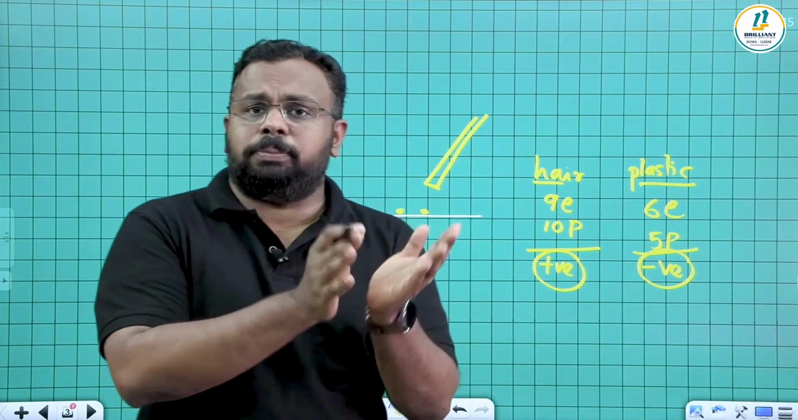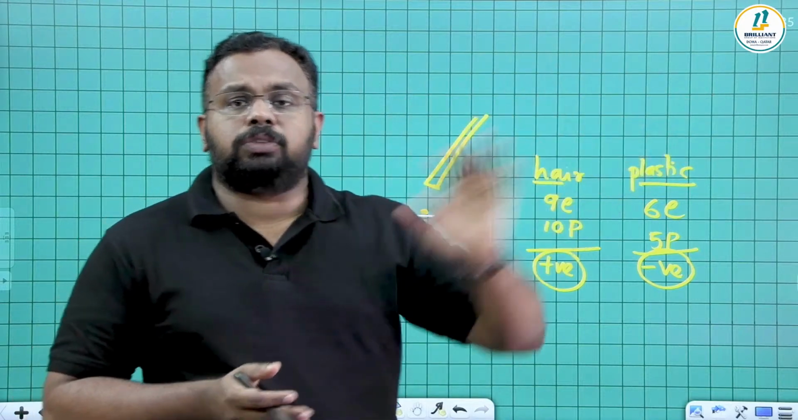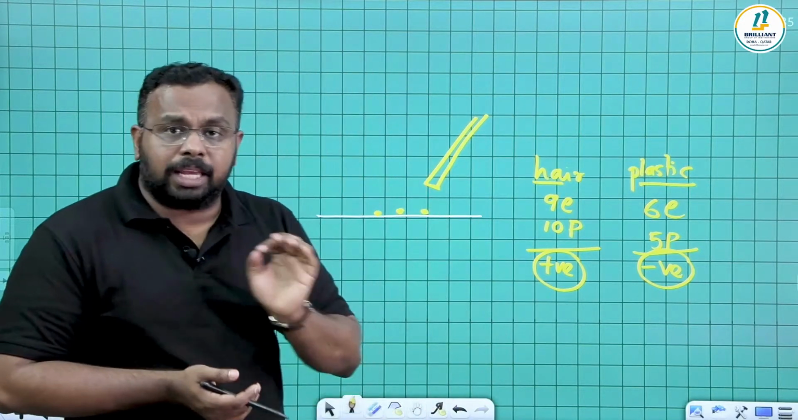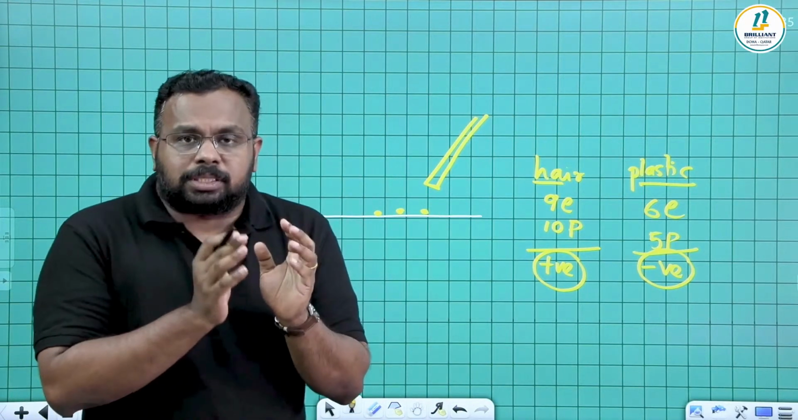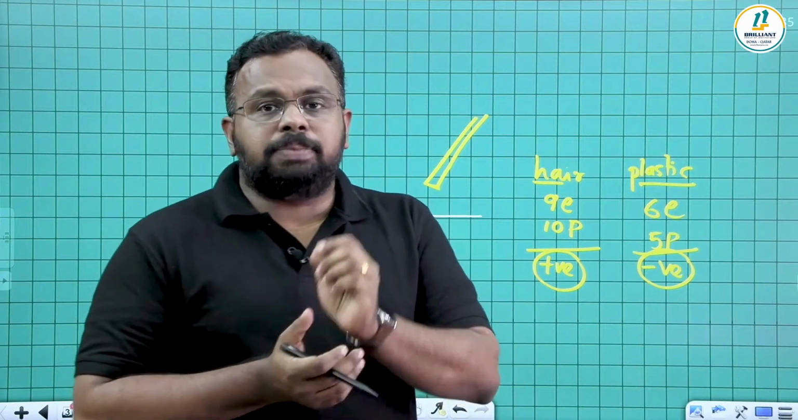When you are rubbing one body with another body, electrons are transferred from one object to another object. This type of electricity has been given a name.